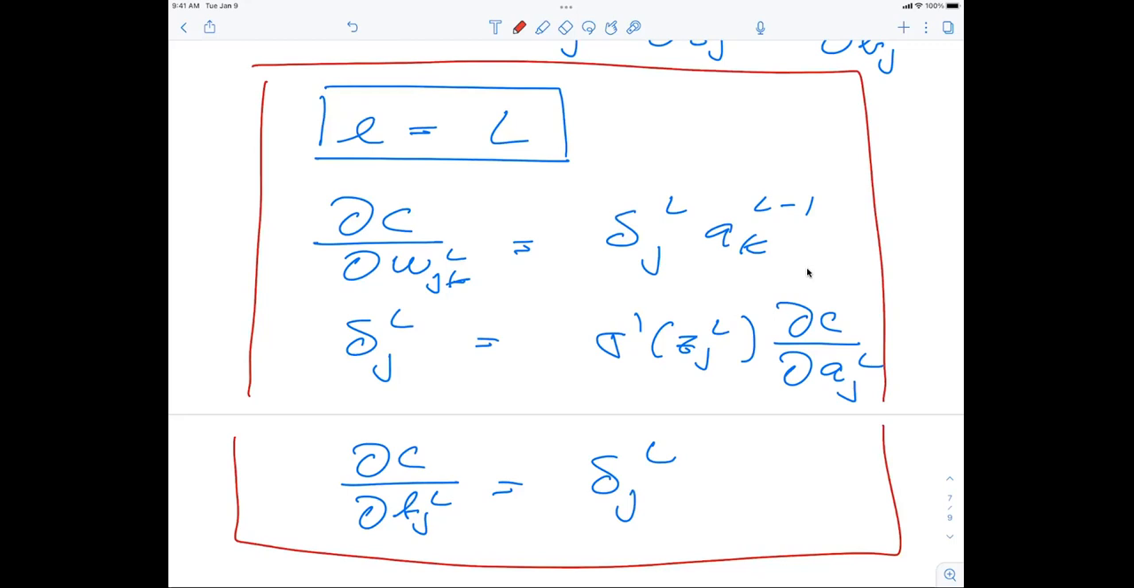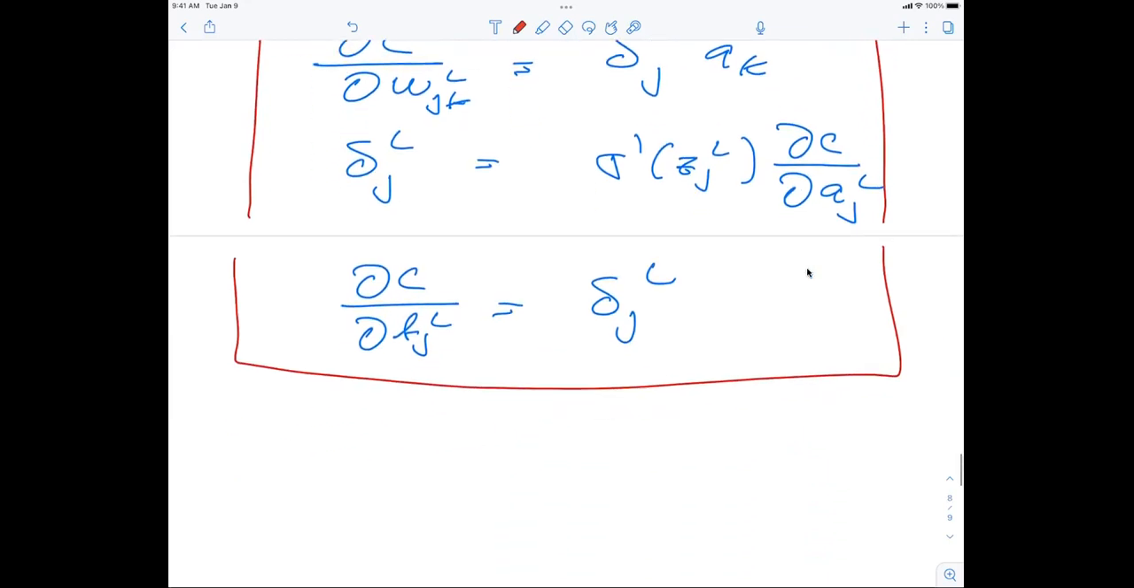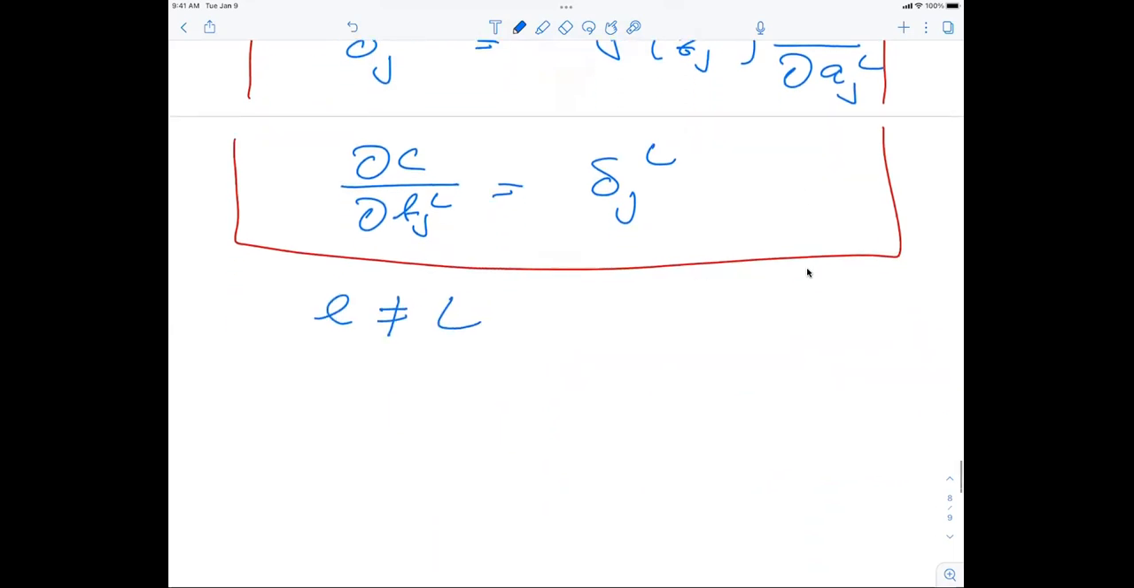Now we have the equations which are needed for the output layer. Now we need to propagate backward. So we need the derivatives at every single hidden layer. And that's what we're going to set up now. So in order to get the equations for l different from the output layer L, we need a further equation here.